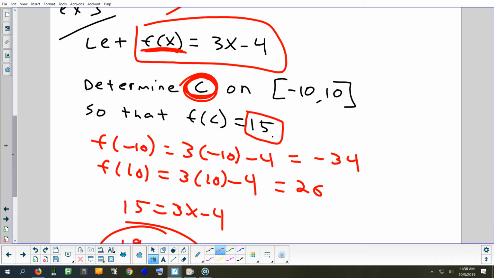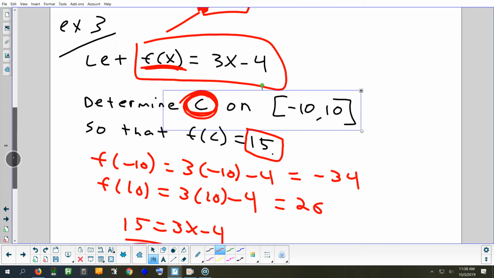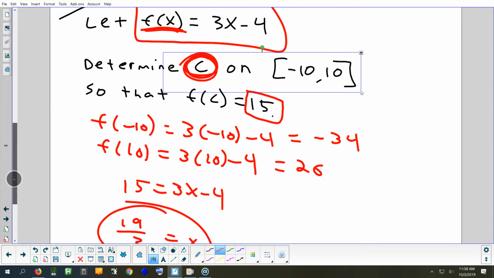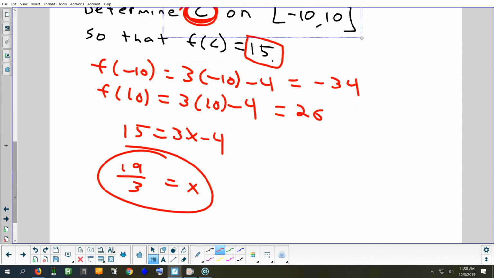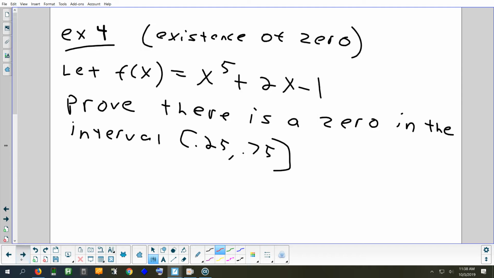Would you hit 25? Yep. Would you hit 27? No. You don't go to 27. If you want to go to 27, then your interval would probably have to go a little higher, maybe up to 11 or something. Okay? But this question wasn't about that. Any questions on that one? All right. So that one we're going to skip.